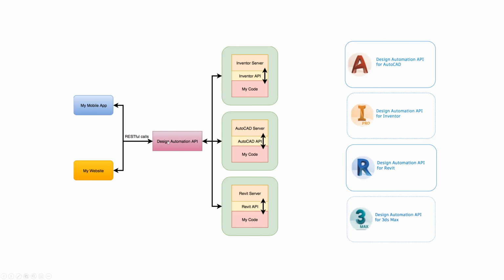And through a REST call, you'll call design automation based on the engine. Based on the engine you choose, the calls will be segregated and distributed to the respective engines in our background. So we have Inventor, Inventor API, Inventor Server, AutoCAD API, AutoCAD Server, Revit API, and Revit Server. You can see this is my code. This is your business logic that you would like to implement, which we will execute when you upload it to the Forge Design Automation server.